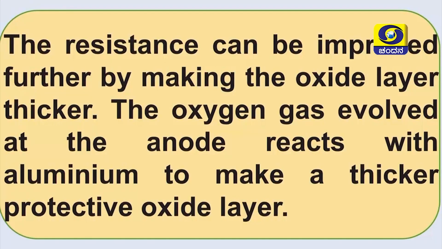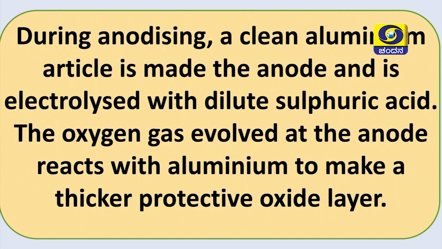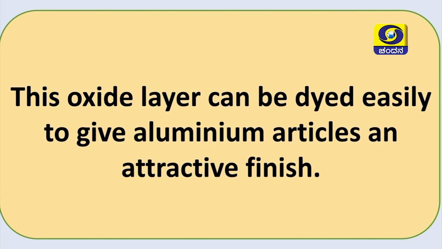Oxygen gas that is evolved at the anode reacts with the aluminium to make a thicker protective oxide layer. During anodizing, a clean aluminium article is made the anode and is electrolysed with dilute sulphuric acid. This oxide layer can be dyed easily to give aluminium articles an attractive finish.